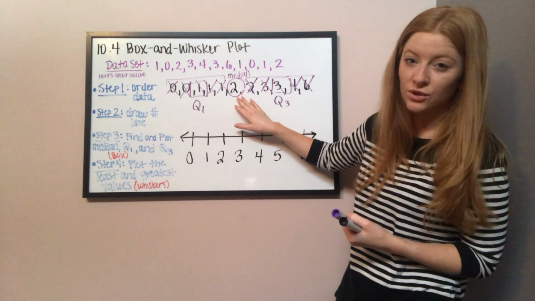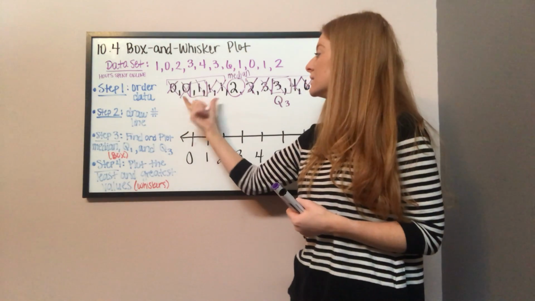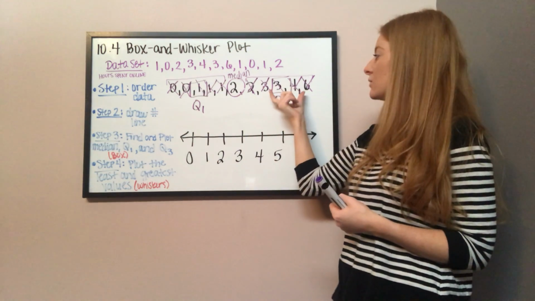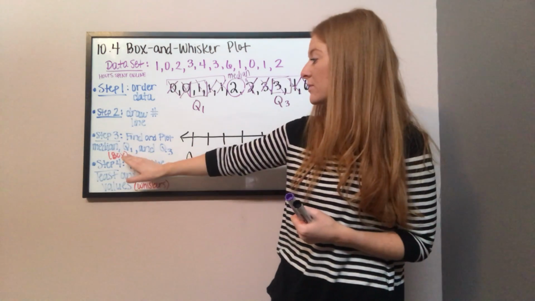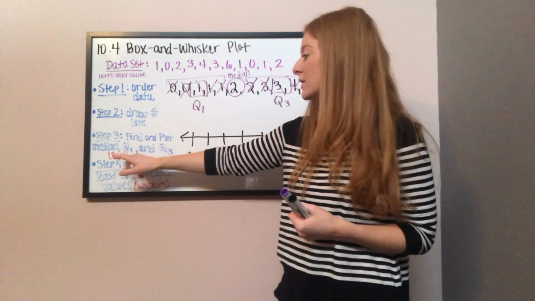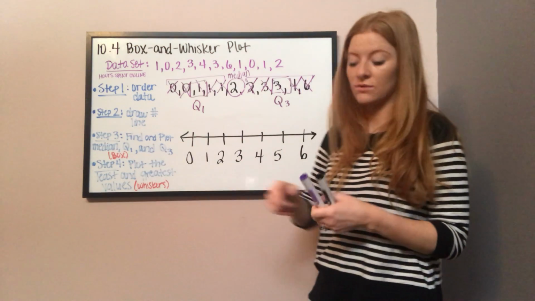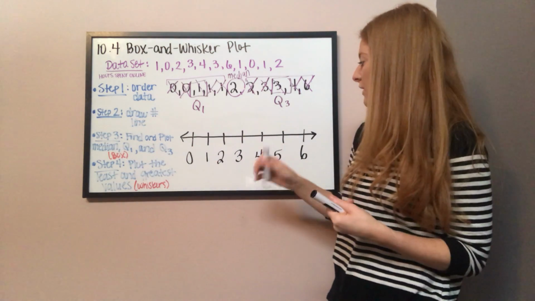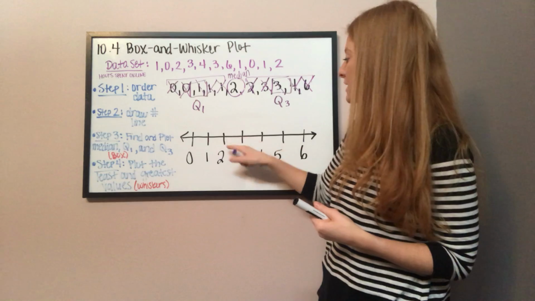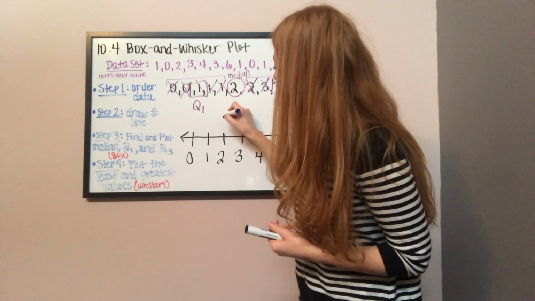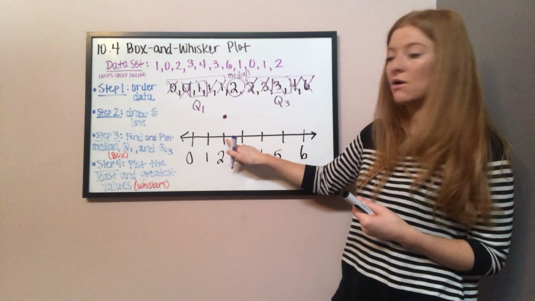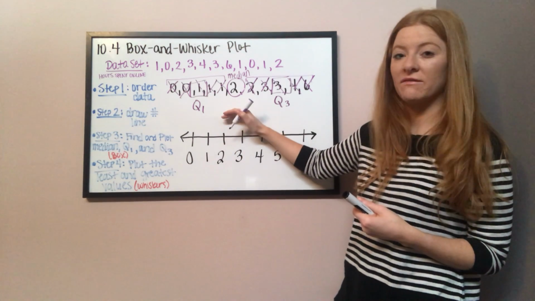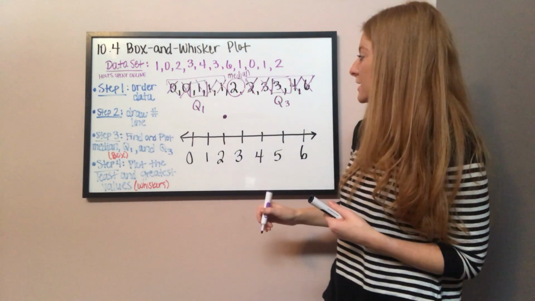Also called Q2. Q1 is the median of the first section, and Q3 is the median of the third section. So again, step 3, find and plot your median, Q1, and Q3. Let's go ahead. I have my median at 2. So what you're going to do is draw a dot above your number, not on the number line. You're going to come above it. All right, so that's my median.